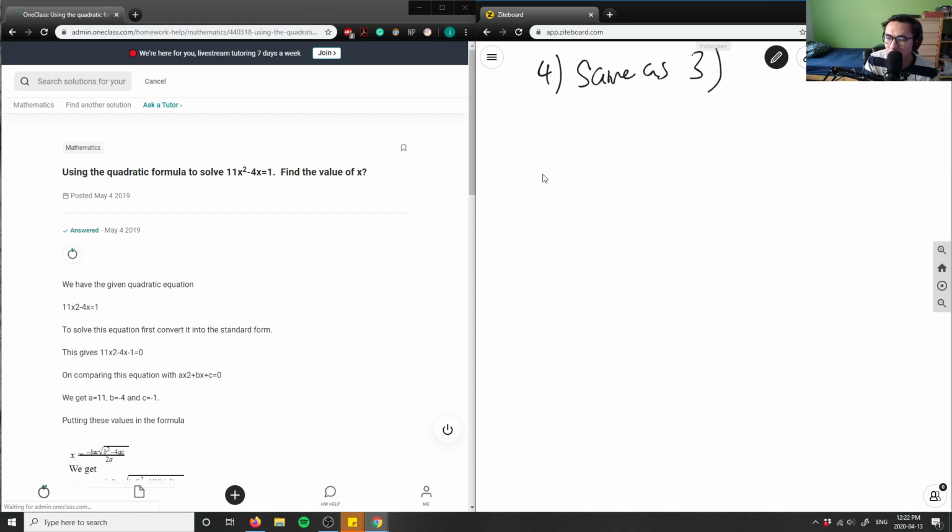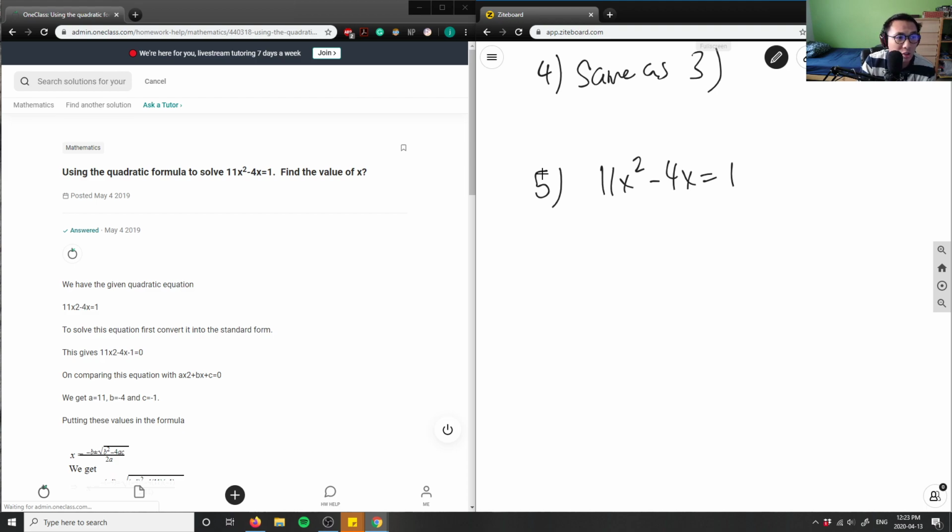Sorry about that. I'm surprised nobody caught me on that. When I factored out the 8 here, I don't know why I had 4. I think in my mind I divided by 2 or something like that. Don't know. So, using the quadratic formula, solve for this. What is the value of x? So this here is 11x squared minus 4x equals 1. Find the value of x.